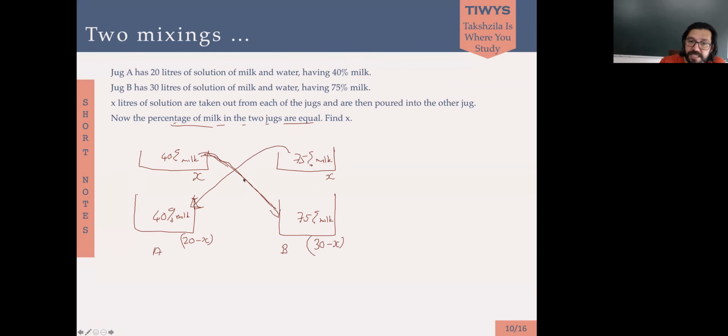So tell me the mixing in this first one. What is the ratio of mixing? Look at this. Can I say it is 40%? I'll just leave all percentages.